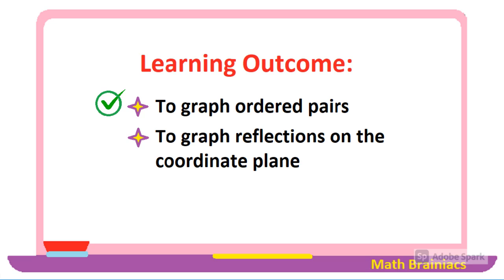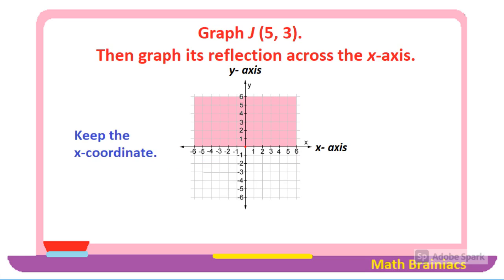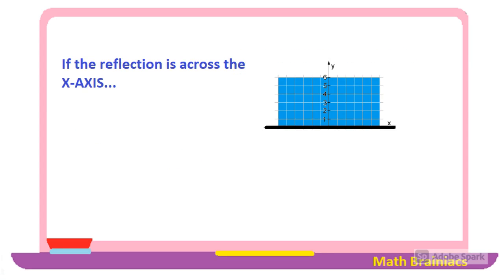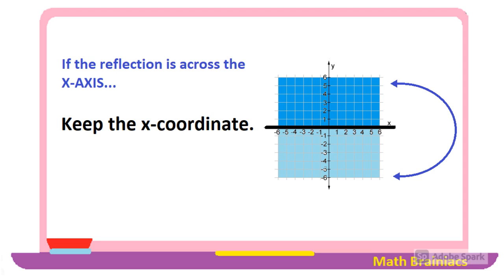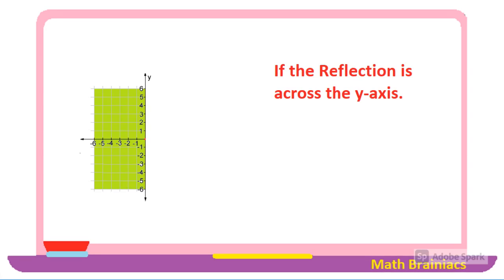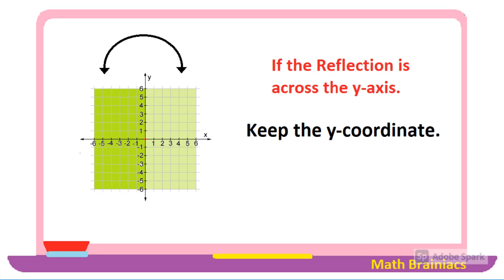We have already learned how to graph ordered pairs. It is easy, right? Now let us move on to how to graph reflections on the coordinate plane. I want you to remember that if the reflection is across the x-axis, we keep the x-coordinate. Then, we take the opposite of the y-coordinate. However, if the reflection is across the y-axis, we keep the y-coordinate, and we take the opposite of the x-coordinate.